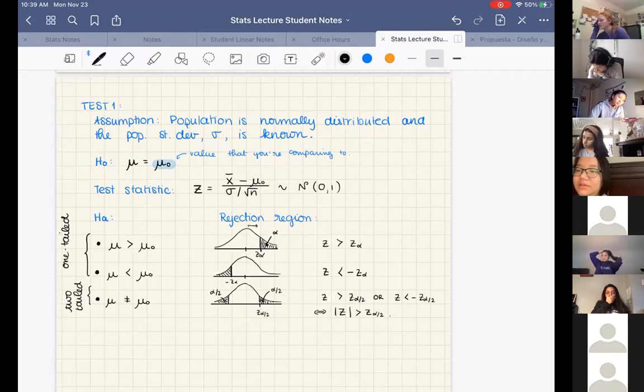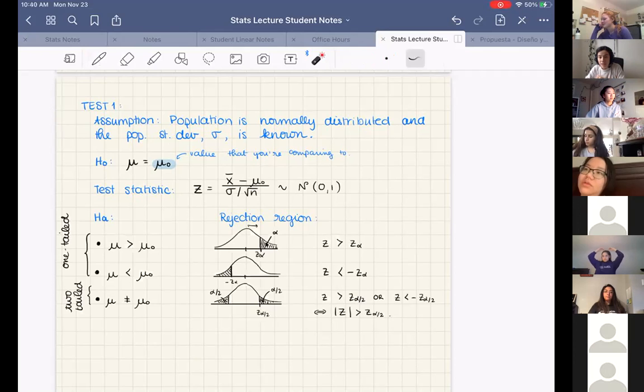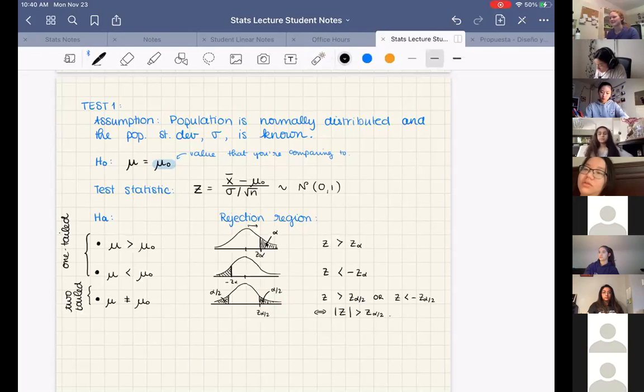Wait, so we want it to be in the shaded in region? Okay, so if it is in the shaded region, that's when we reject our null hypothesis. That's when we say that we have enough evidence to suggest that the null hypothesis is not true. Yeah. Okay, sorry, I was thinking about being in the middle. Okay, no. So if I have an extreme result, then I reject the null hypothesis. Yeah, sorry.